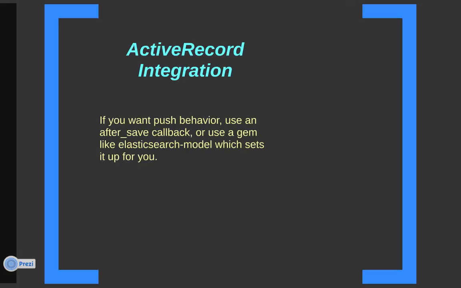So here today, just to get off the ground, we're going to use push behavior, which is basically, again, anytime the model is saved or destroyed, it calls a callback. Well, you can wire that up by hand and use a low-level client like the official Elasticsearch client, or you can do what we're going to use today, which is just use the Elasticsearch model gem, which sets up a lot of these callbacks for you and streamlines the whole development process.